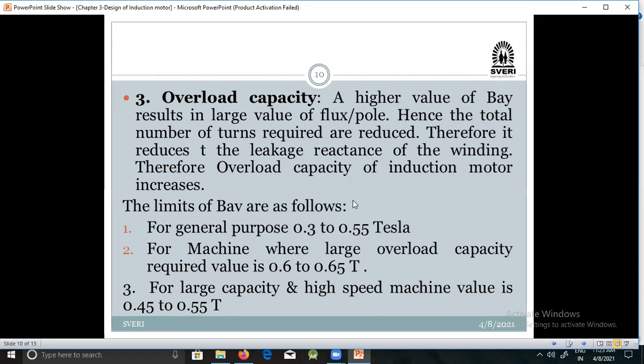ओके, म्हणजे त्याच्या रेटिंग पेक्षा त्याला आपण खूप एक्स्ट्रा काम करायला सांगतोय. ओके, to that particular induction motor, that will be considered as the overload capacity.